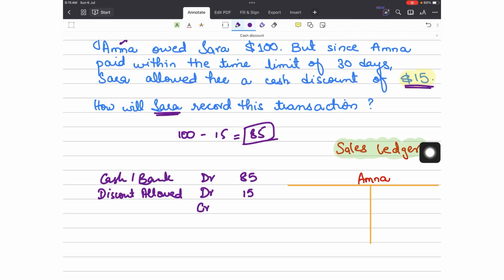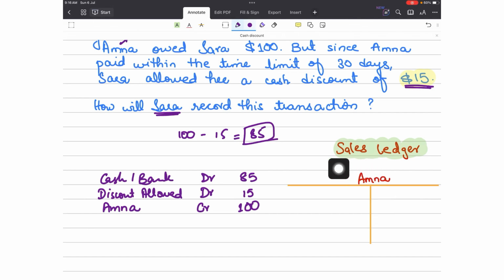Now I just have to complete the double entry by crediting an amount against the customer. The customer was Amna. Now how much should I credit? 85 or 15 or full 100? I'll be crediting her with $100, right? Although she paid only 85, I allowed her $15 of discount. So now this $100 has been settled completely. She doesn't owe me anything else. She doesn't owe me the $15 because I allowed her that discount. She doesn't have to pay me that in future.